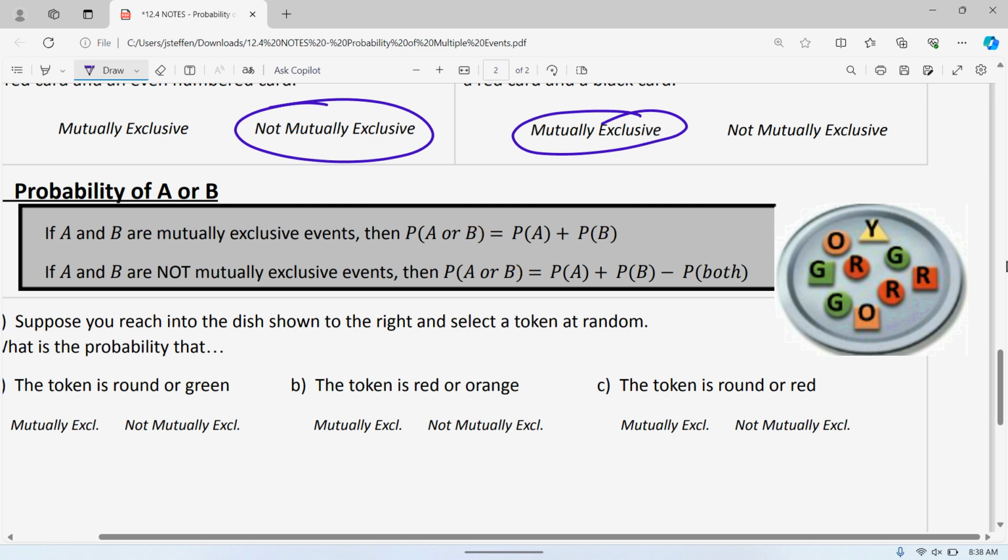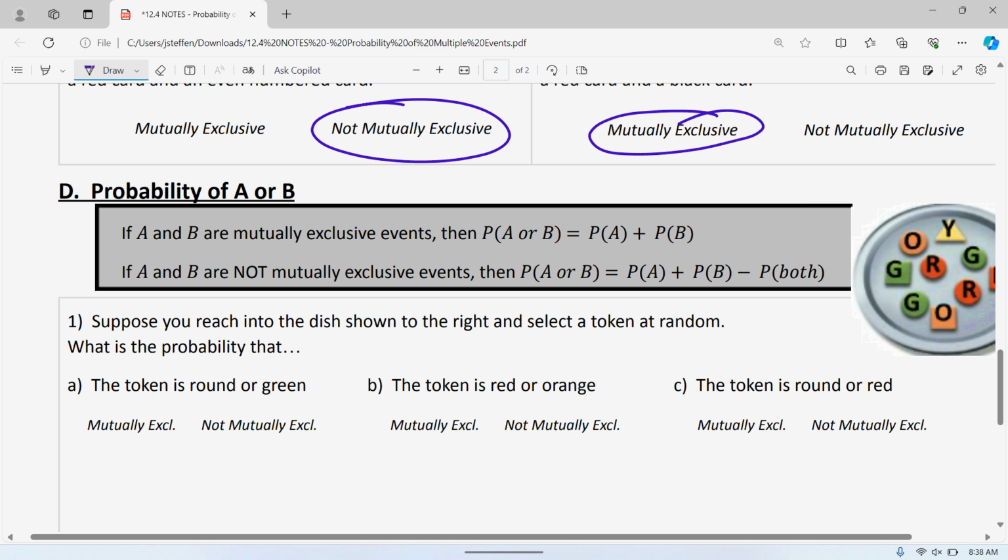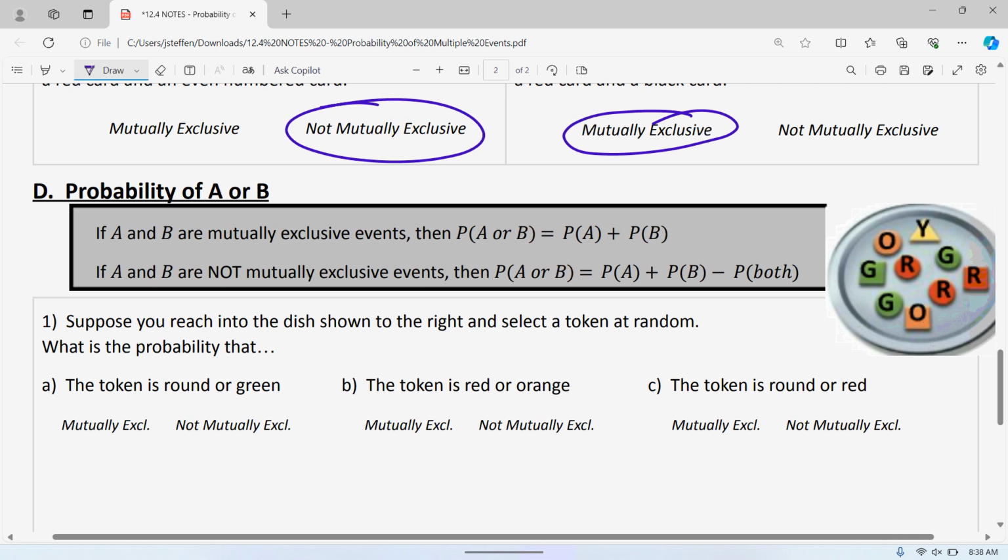So let's get into this. I know yours is printed out in black and white. That's why I labeled these with letters. But if you look at that little tray at the side, we have different colors, but we also have different shapes. So we have an orange circle, a yellow triangle, a red circle, a green square, a green circle, orange square, red circle, red square. That's what the O's, Y's, and G's stand for. Shapes. So suppose you reach into the dish to the right and select a token at random.